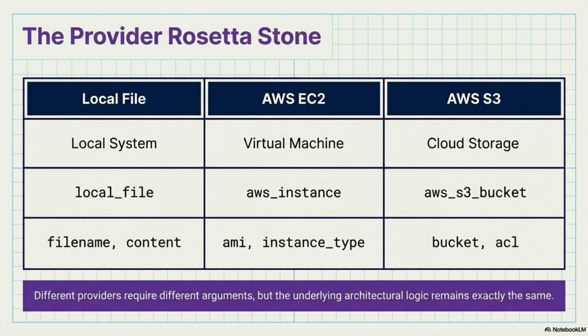The provider Rosetta Stone. Now let's connect the dots. Different providers, same logic: local file, AWS EC2, S3 bucket. Different environments, different parameters, but the structure never changes. That's the beauty of Terraform. Once you learn one provider, you can work with any cloud.